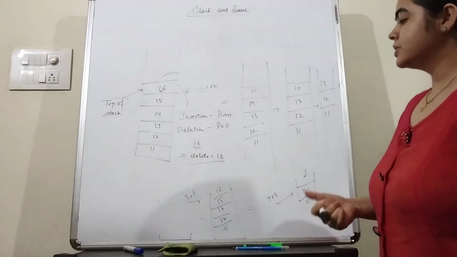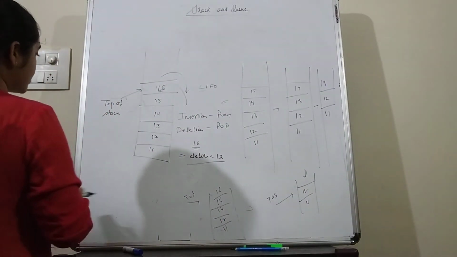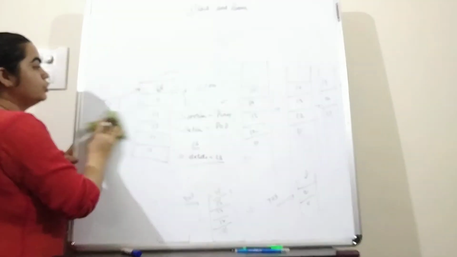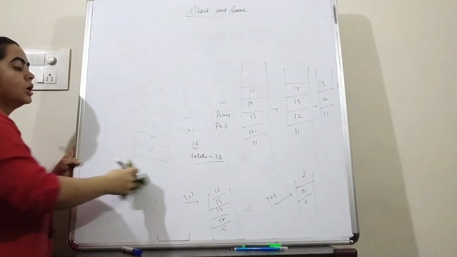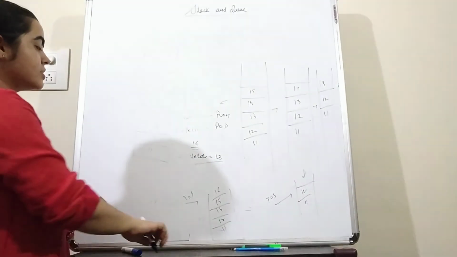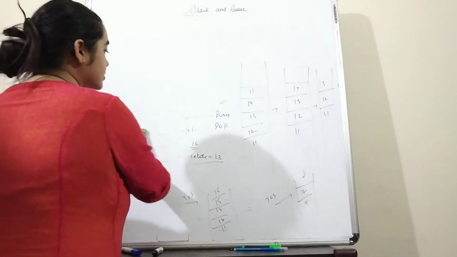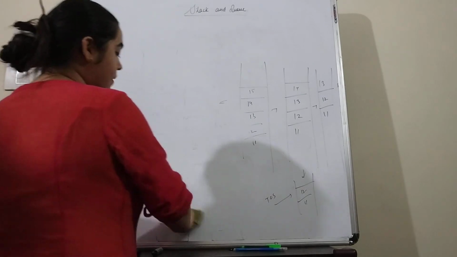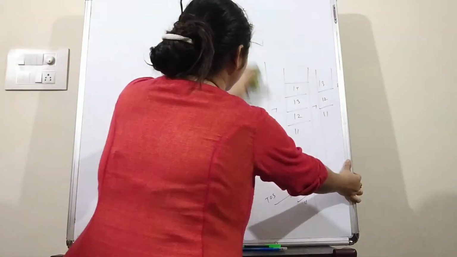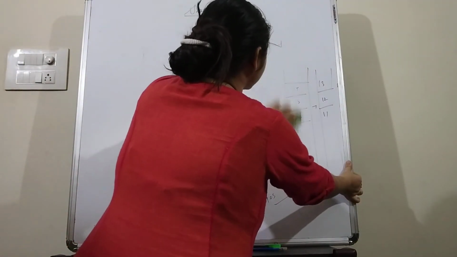Now we can see the queue. Now students, again queue is a linear data structure which uses the principle of first in first out. That means the data element which is inserted at first will be deleted from the queue at first. For example, we can see a daily life example, the queue at a bus stop.